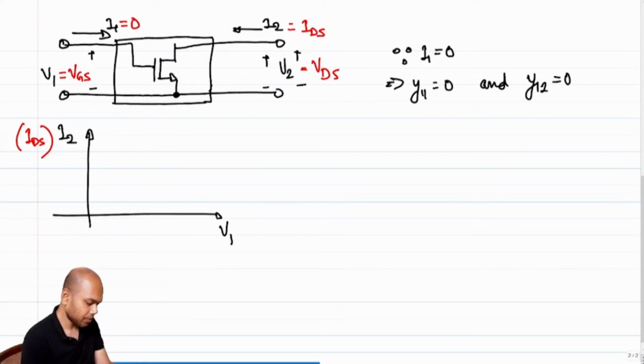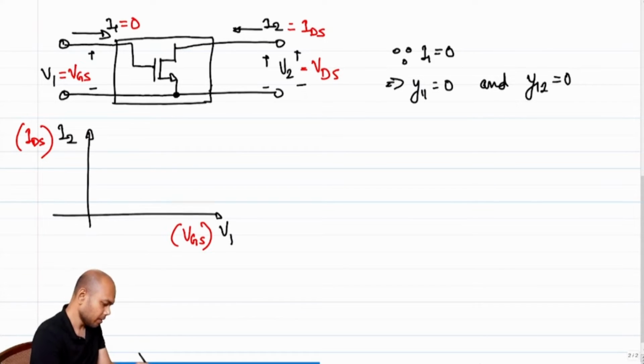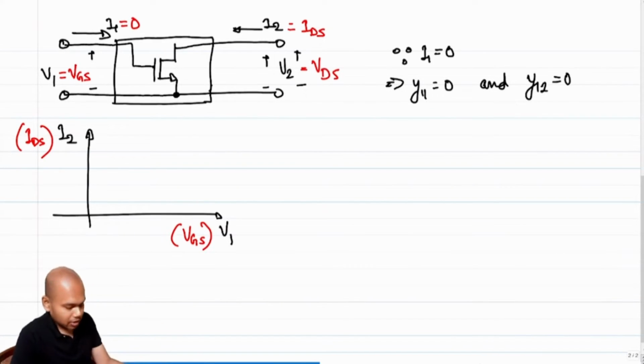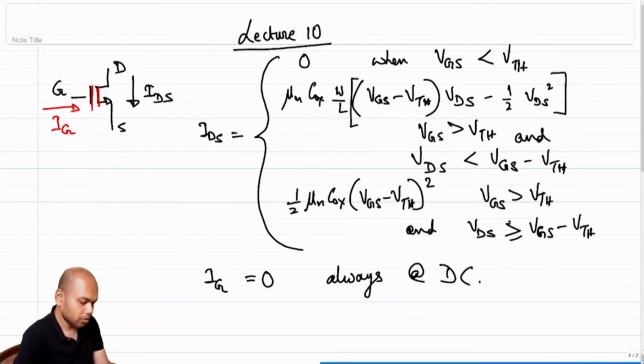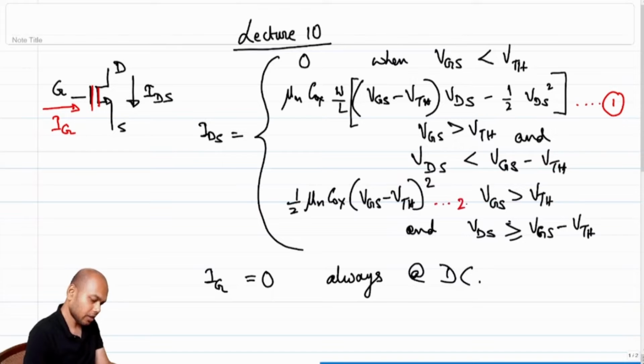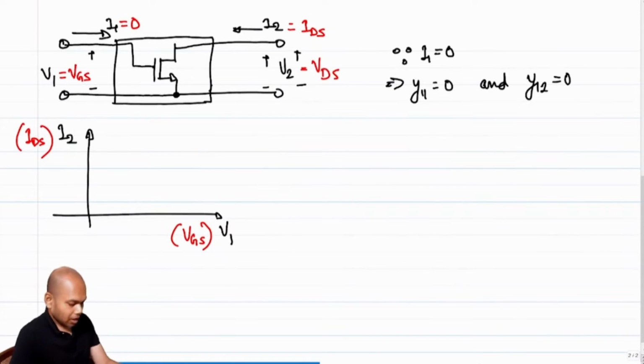And what is V1? V1 is nothing but VGS, right? So what is the current voltage equation? That is, what is the relationship between IDS and VGS? Now you might turn around and say that, hey, there are two equations governing my relationship between VGS and IDS. Which one should I plot, right? So what are these equations and under what conditions are they valid?